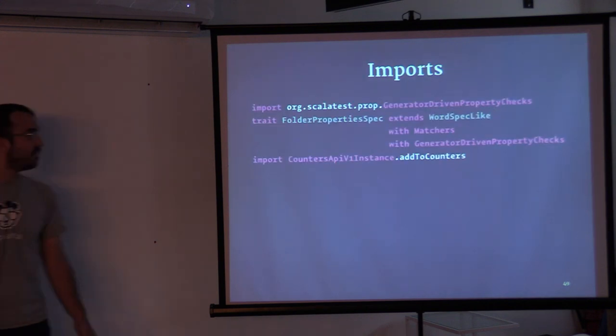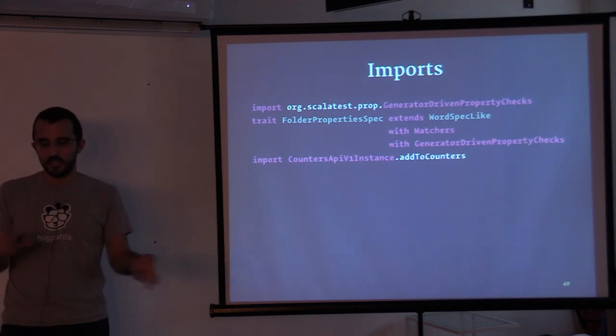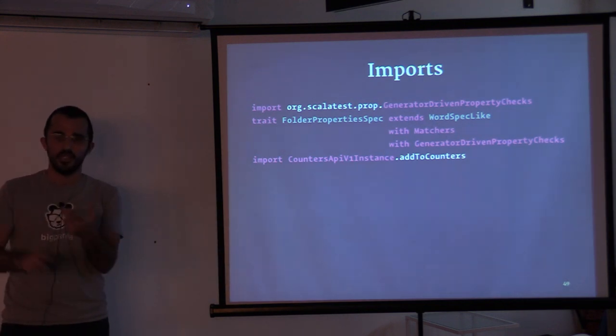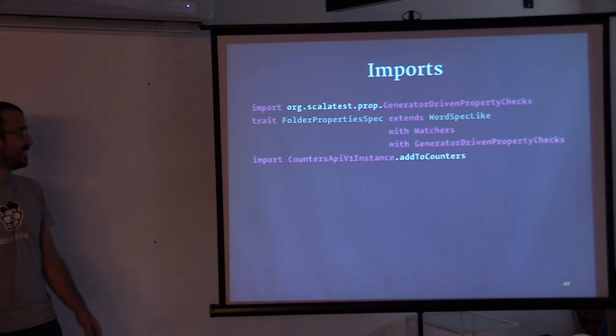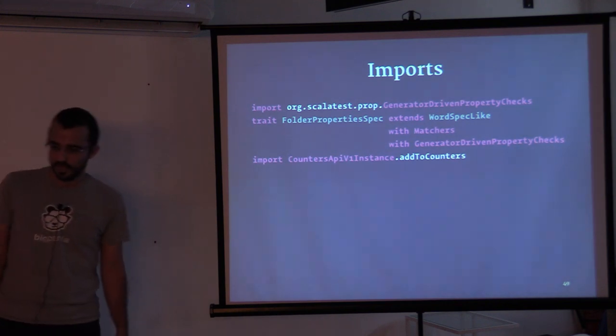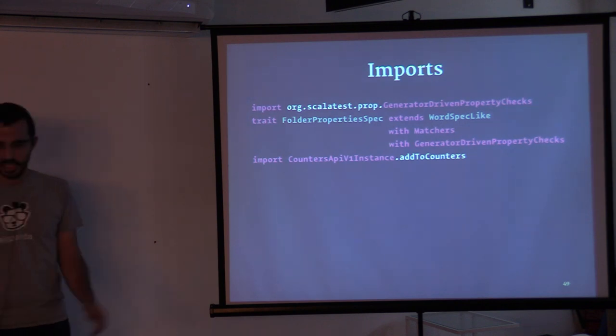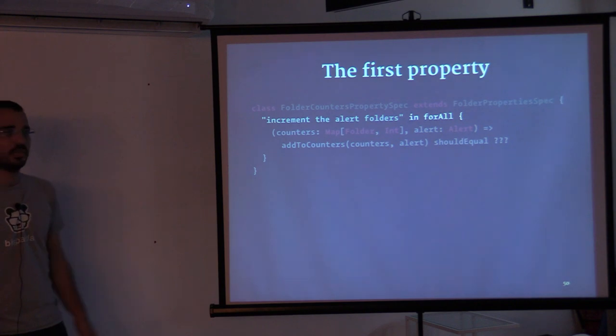So again, a lot of imports. The most interesting one at this point is the generator-driven property checks trait. I think it's the longest trait I've seen in Scala test, to be honest. And I'm defining some property spec testing trait which will be useful, but just boilerplate code. And then let's define the first property. So this is how it looks like.